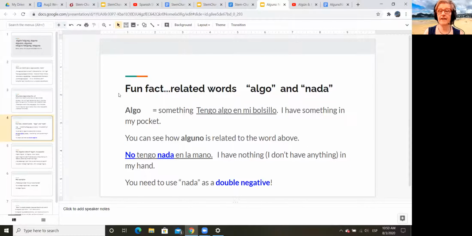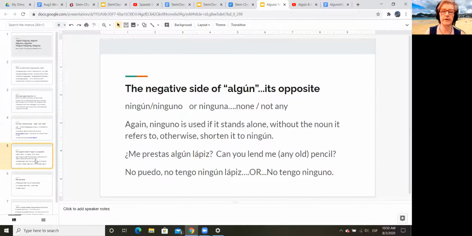Negative sentences often have to have double negatives, meaning two negative words in the sentence to make them sound right to them. Okay, so good to know that algo is not the same as alguno, but they're related words, right? Algo is an affirmative expression, something. Nada is the opposite, negative. A ver, okay, let's look at the negative side of algún, its opposite. Ningún, or the longer form ninguno, if it stands alone without a noun, or ninguna, none. Again, ninguno is used if it stands alone without the noun it refers to. Otherwise, we shorten it to ningún.